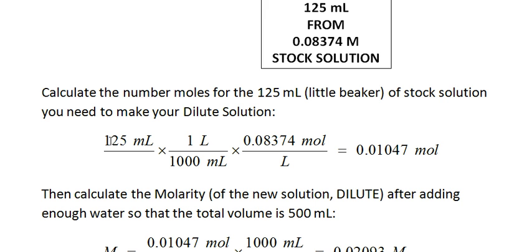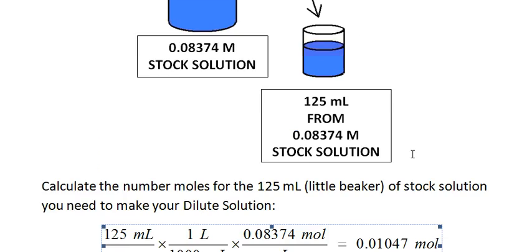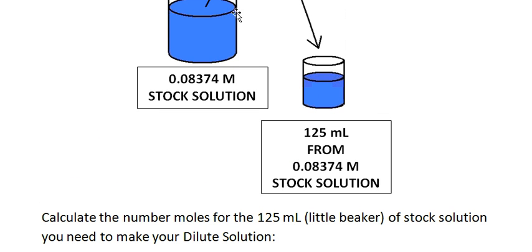So we're going to start with the volume. If you know the volume and the molarity, always start with the volume. So we're going to convert those milliliters into liters and then multiply that times the molarity, which the volume cancels out, and we're left with just our moles. So we've got 0.01047 moles in our little beaker here. Okay, that's how much we actually took from the stock solution.